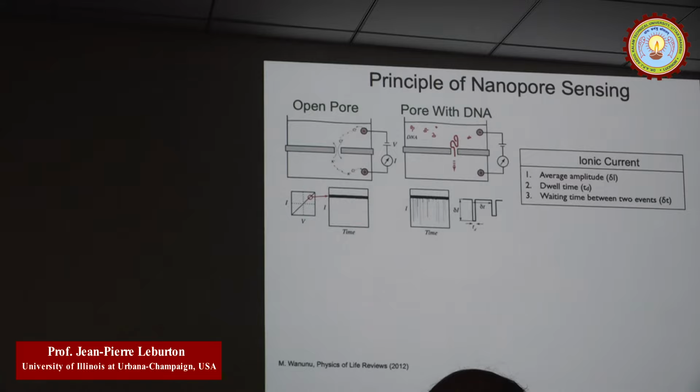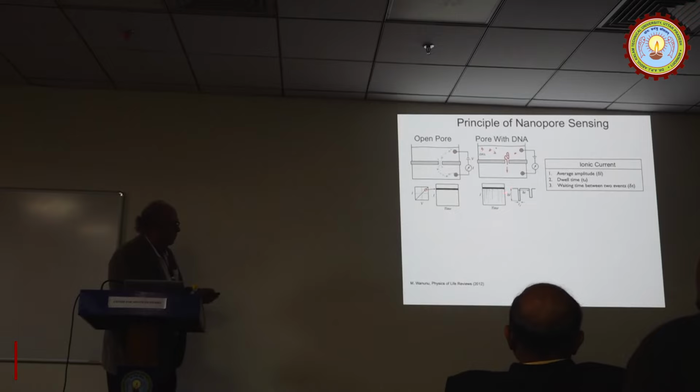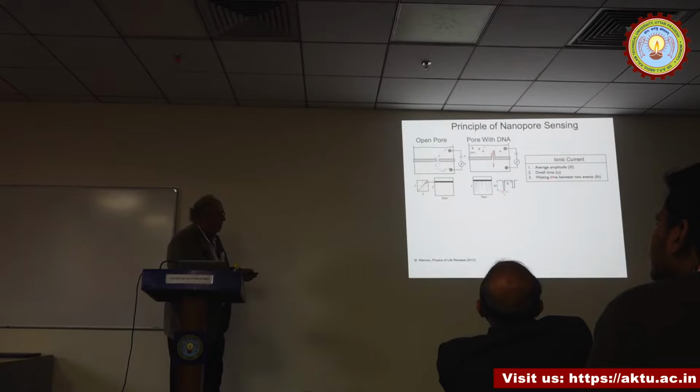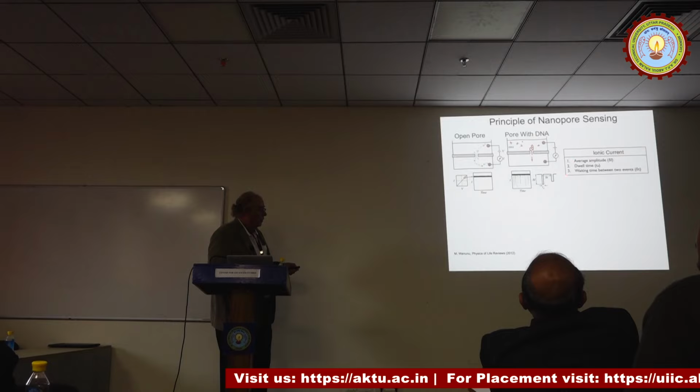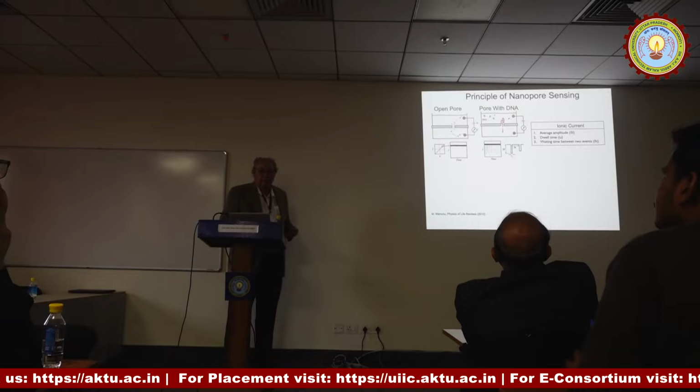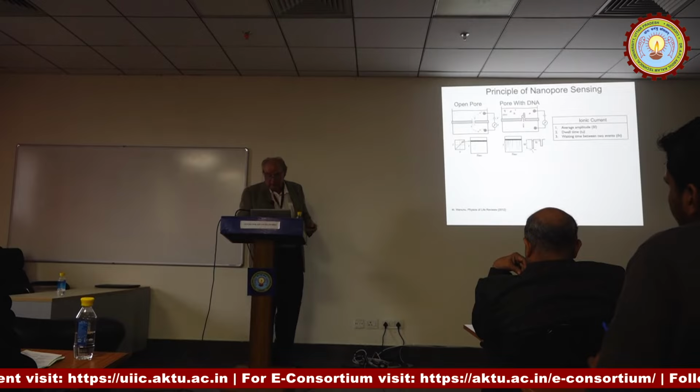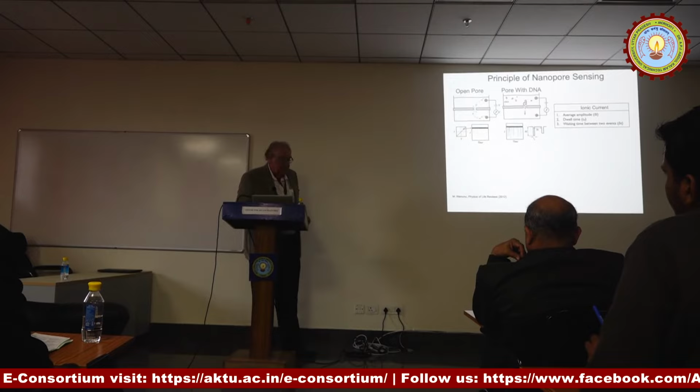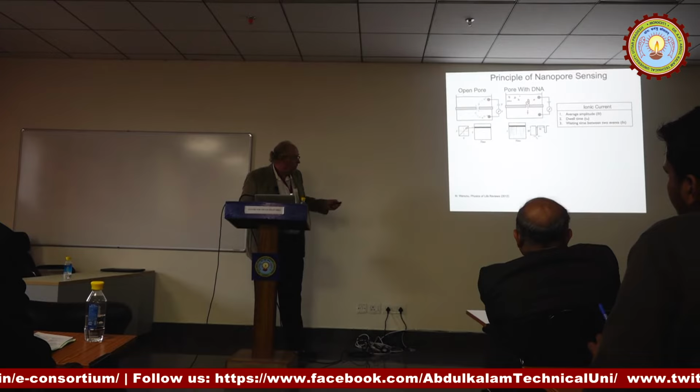Now, from the shape of the blocking current, you can infer certain things. First of all, the width tells you how long the DNA stays in the pore. The depth tells you how efficient it is at blocking the current. And the separation between two of the spikes tells you, more or less, the concentration of DNA in the upper cell.